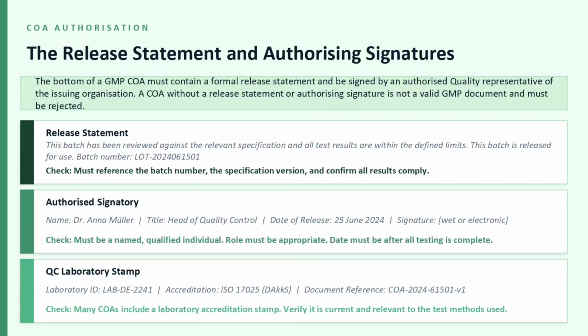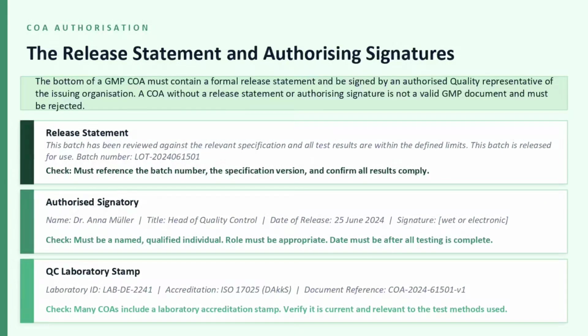The authorizing signatory must be a named individual with a title that reflects appropriate authority. Head of Quality Control, Quality Assurance Manager, Qualified Person. The signature must be dated. And crucially, the date must be after all testing was completed. If the signature date is before the latest test completion date, the COA was signed before the data was available, which is a data integrity concern.